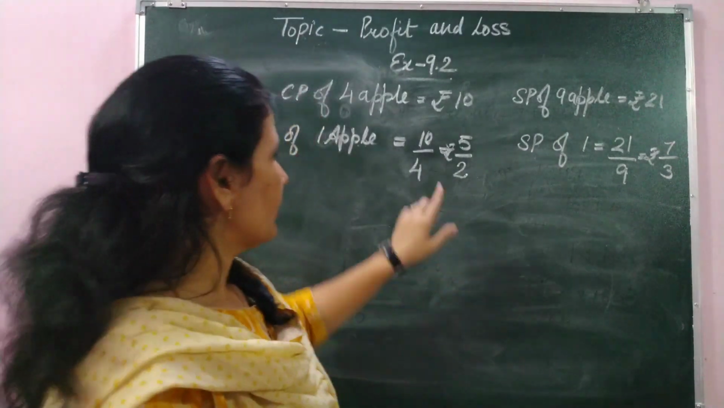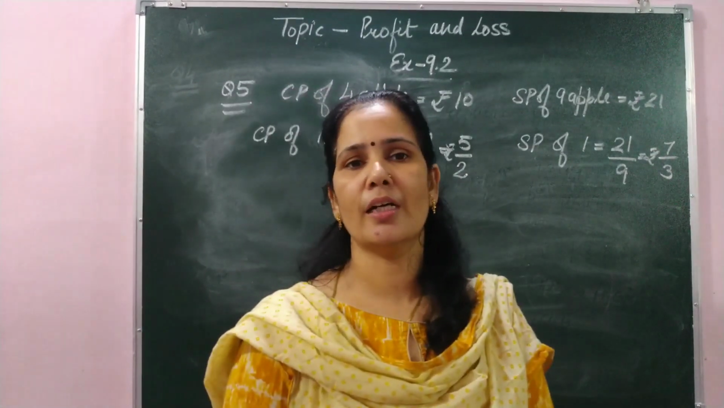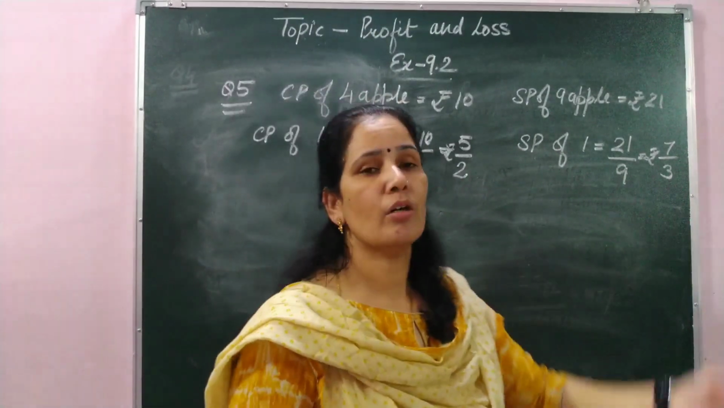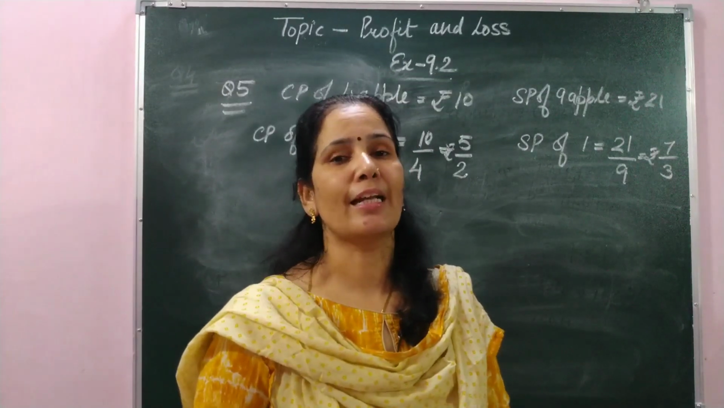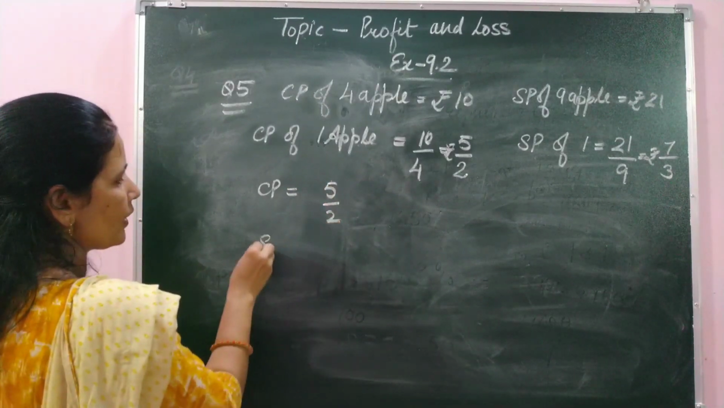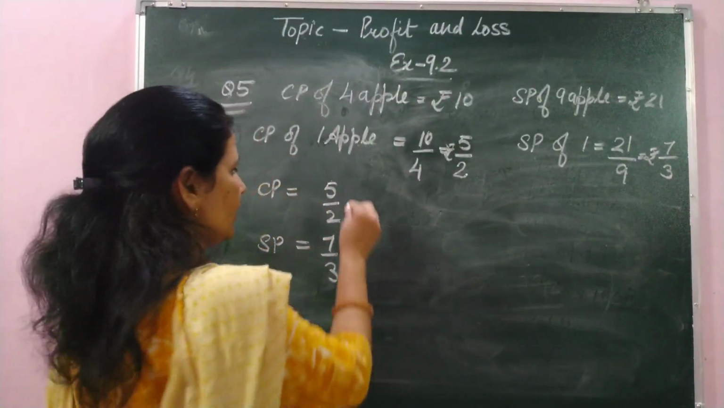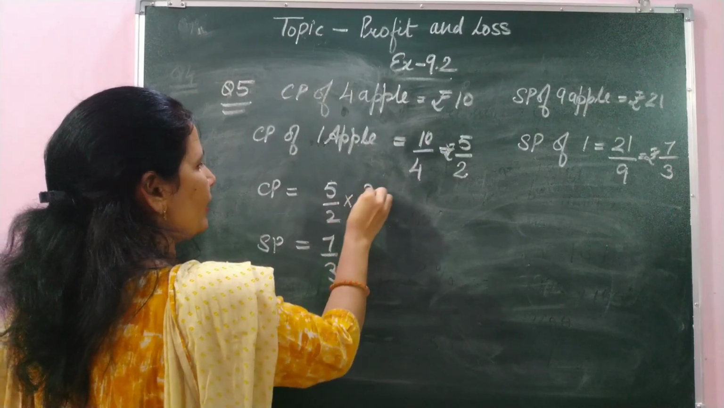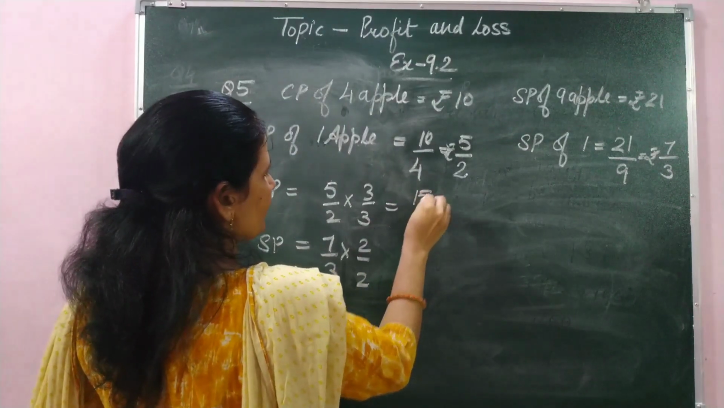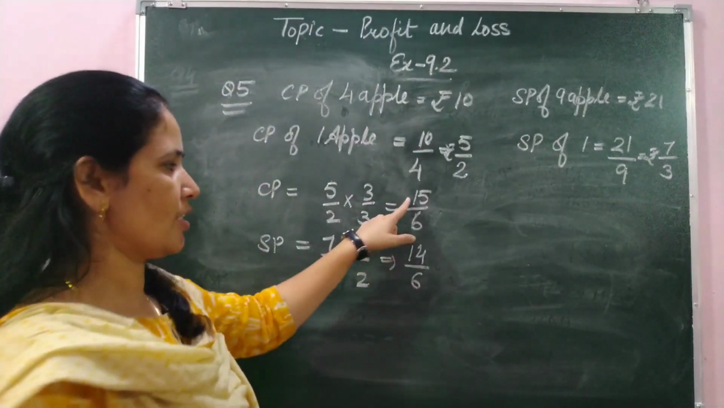But we observe these fractions are unlike fractions, and unlike fractions we can't directly compare, so we can't tell whether there is profit or loss here. So the first step is to convert them into like fractions. Here we write CP 5 by 2, SP 7 by 3. If we take the LCM of 2 and 3, it will be 6. So multiply this one by 3 and this one by 2. Now 15 by 6 and 14 by 6. Now both fractions are like fractions.